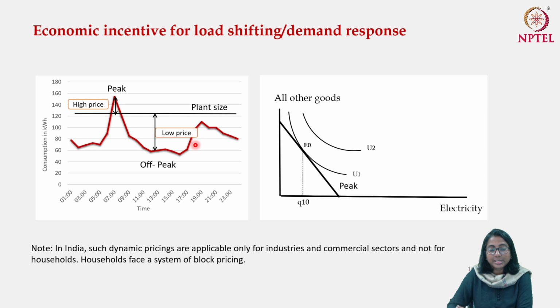If the price of electricity is reduced, then the budget line for the consumer actually rotates. If the black line represents the budget line for the consumer during the peak period, and this is the budget line for the consumer during the off-peak period, the equilibrium also shifts from E0 to E1, resulting in an increase in the electricity demand during the off-peak period. So this is how the dynamic pricing system can reduce the consumption of electricity during the peak hour and increase demand for electricity during the off-peak hour.